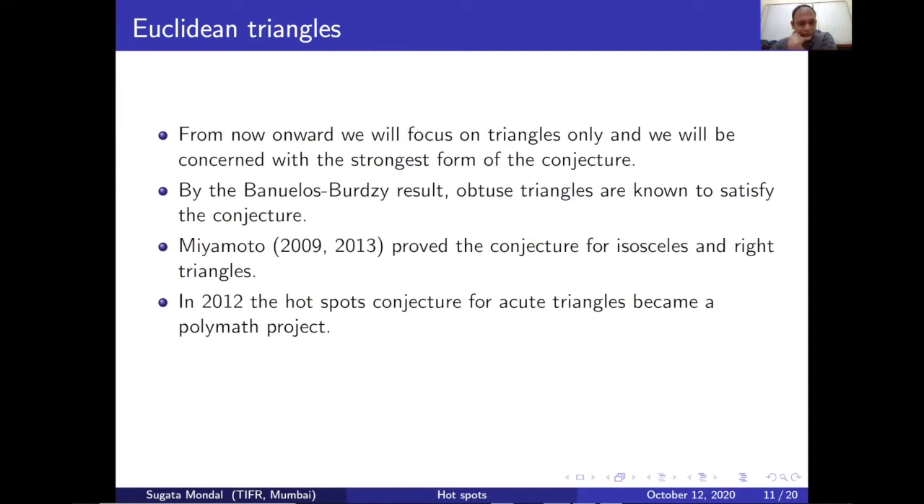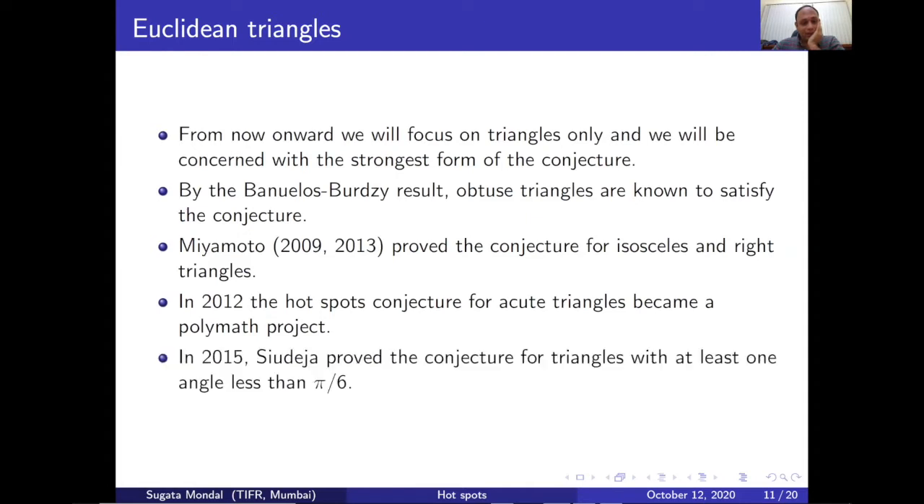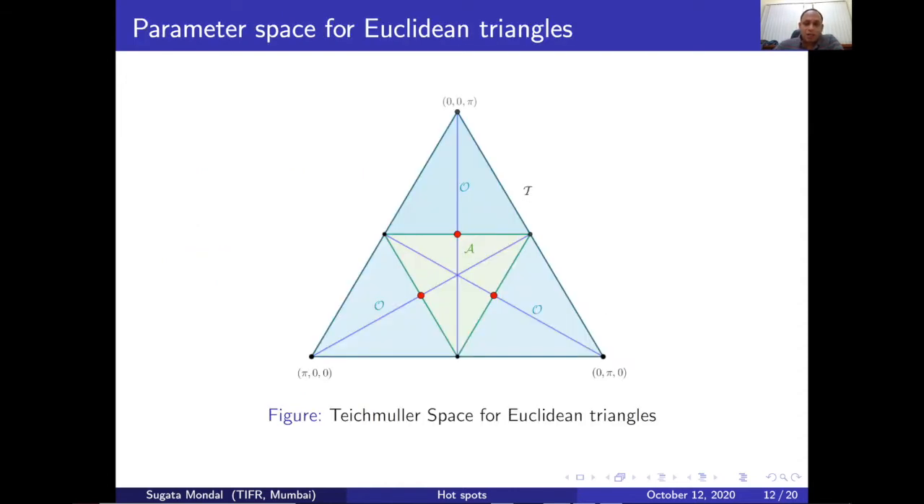And I just forgot to mention that in 2012, the Hot Spots conjecture was a polymath project under Terence Tao's guidance that was active for about a year and a half. And Bartolomé was actually an active contributor to that particular polymath project. And again, Sugata's result: it is known that for any triangle that has at least one angle less than pi/6, the conjecture is true.